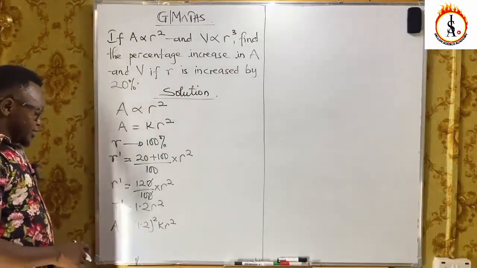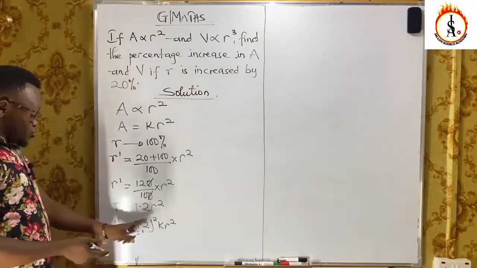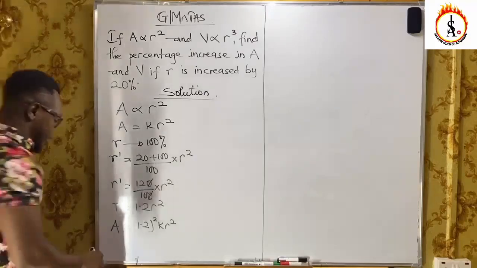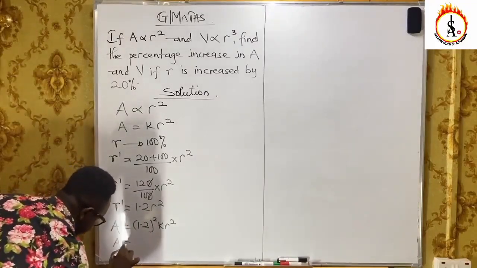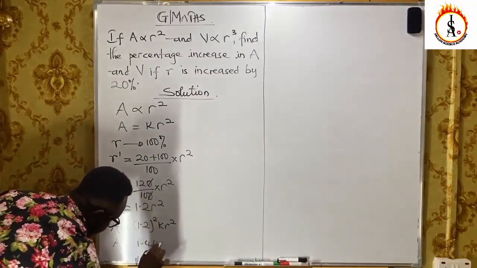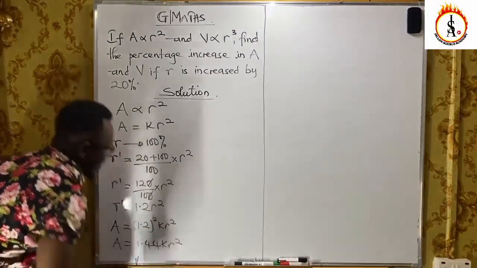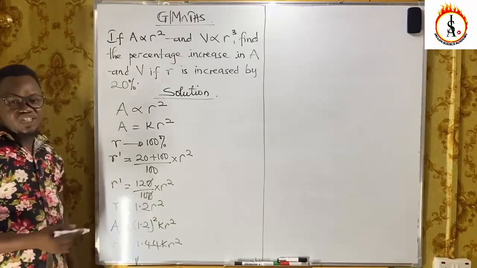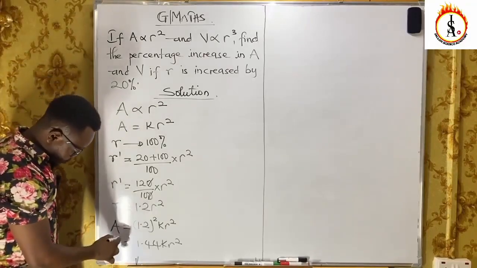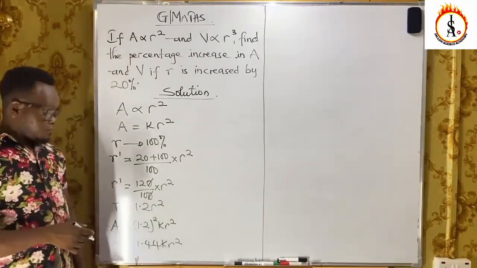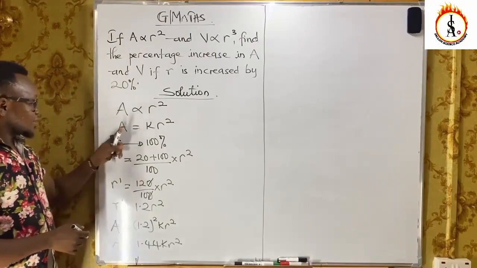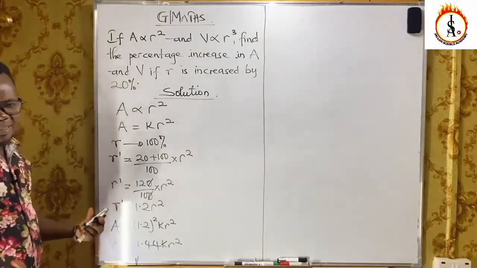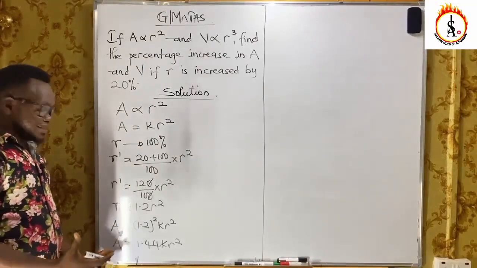1.2 squared, use your calculator, 12 squared, you get 144. So 1.2 squared gives you 1.44. So A is equal to 1.44 KR squared. So this is what we've gotten as the new area. We can refer to this as A prime. This is our new area. This is the original area that we had. Now, we want to know the percentage increase in the area.